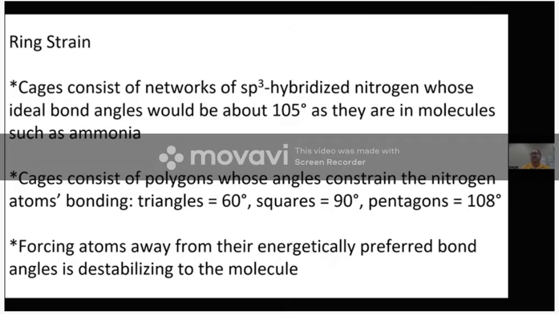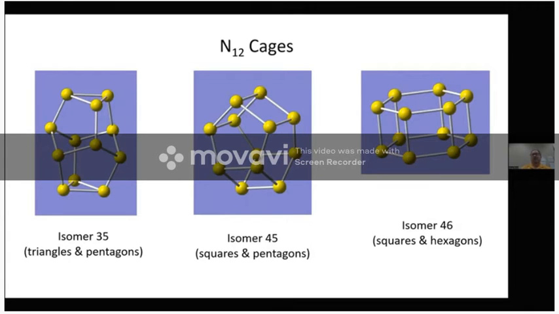So let's get to the systems. We're looking at these 3 cages. I've named them very simply according to the polygons that make up their networks. So isomer 3,5 has triangles and pentagons. Isomer 4,5 squares and pentagons. Isomer 4,6 is squares and hexagons. There are a lot more N12 cages than this that have been studied, but for simplicity, I chose these 3 as a representative sample of the polygons.